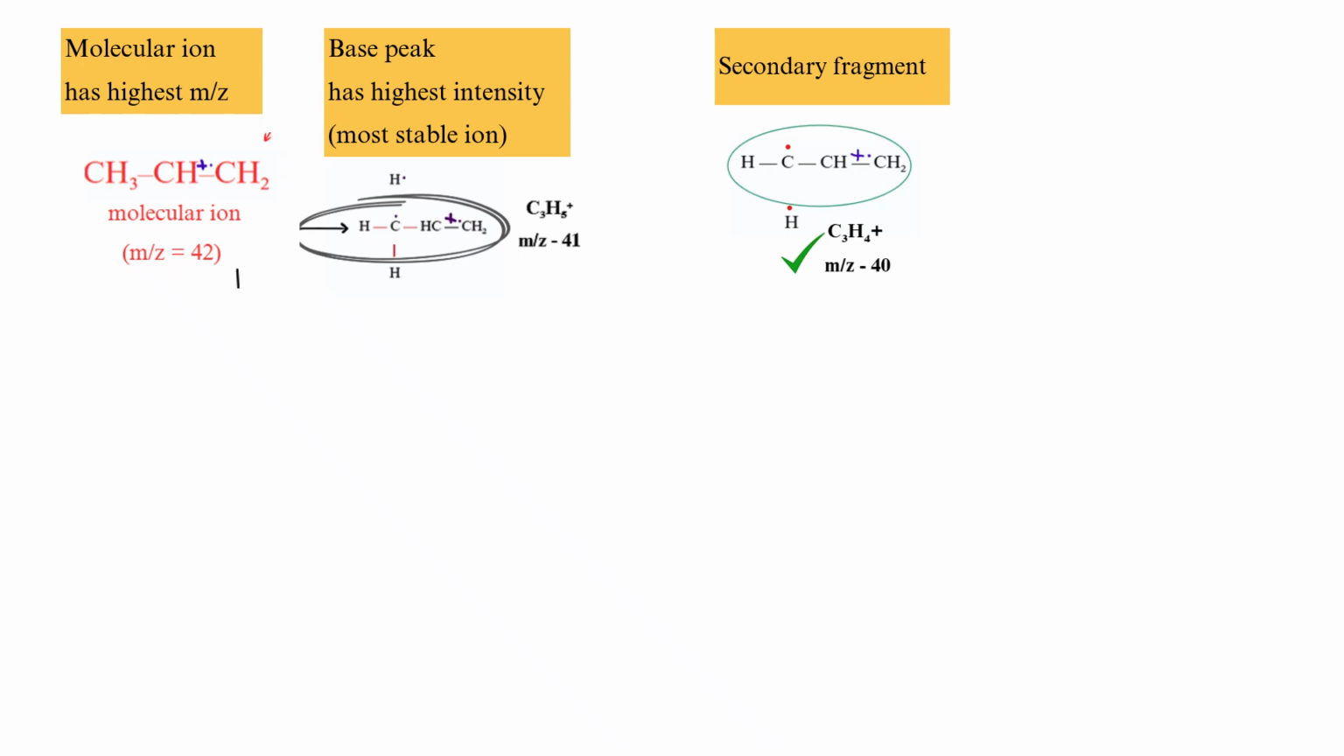because in the exam at the end we are going to get a spectrum or questions based on those spectrums. So we should know whether the data that we have determined till now is reliable or not. So these are the three most important peaks that I have got. First one is the molecular peak at 42, second one is the base peak at 41, and the secondary fragment at 40.